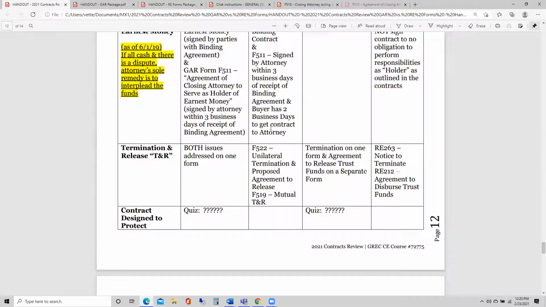Okay, we're almost done. Hang in there. Pop quiz. I said there wasn't a quiz, but you were not graded. The GAR contract is designed to protect whom? The RE Forms contract is designed to protect whom? So in the chat button, I want you to write GAR and whom you think the contract's designed to protect, and RE and whom you think the contract is designed to protect. Type that in the chat.